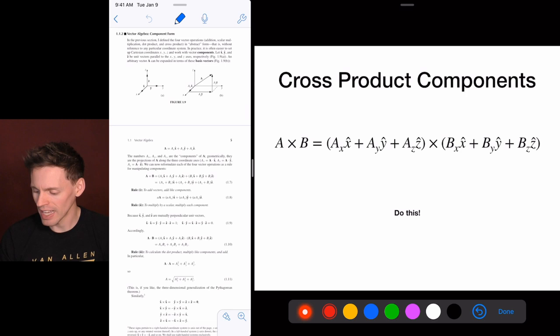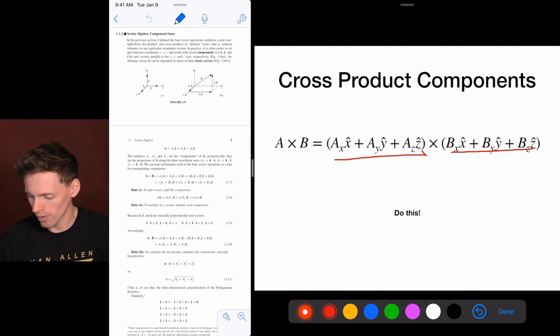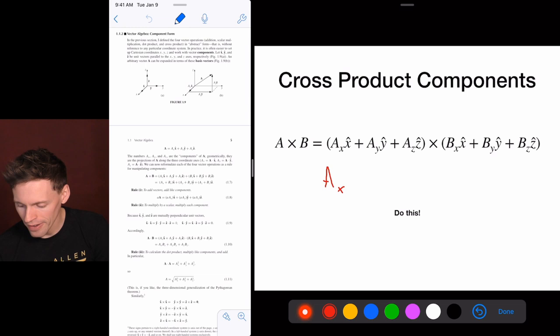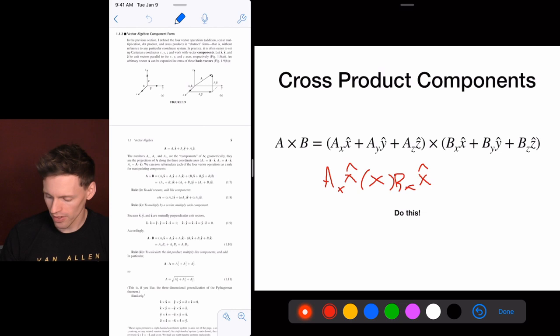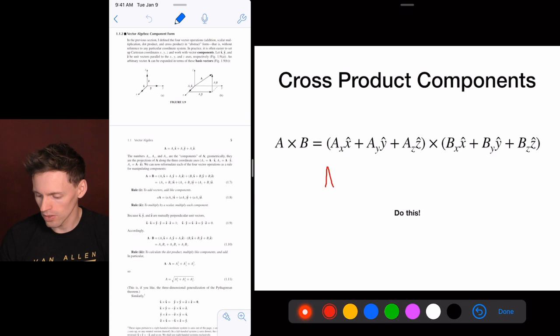hat crossed into B and so on. So we write our vector again, but now we're crossing it. Okay, what does crossing mean? We're going to do Ax, the x component of A, x hat direction, and then it's going to be crossed into Bx x hat. Okay, well, what is x hat cross x hat? Now, this is the opposite. Instead of x hat dot x hat being 1, x hat cross x hat is 0. And so that component goes away.